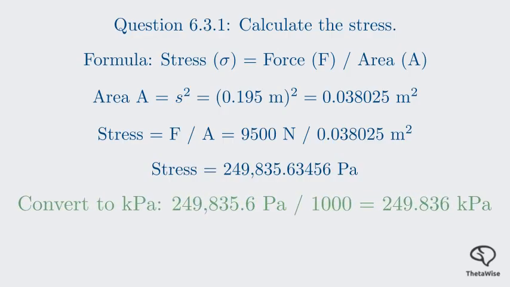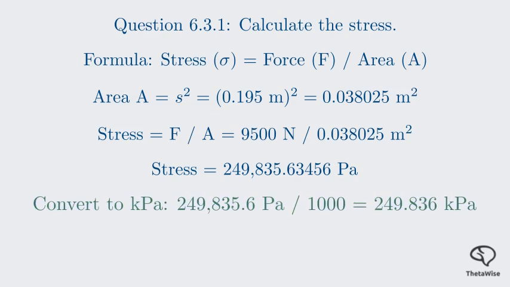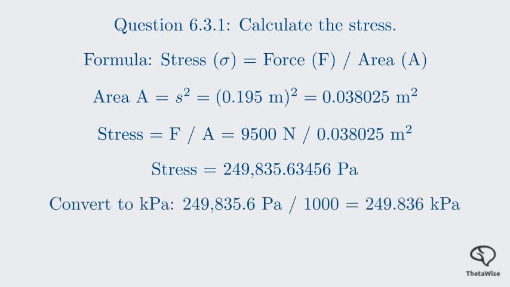So 249,835.6 divided by 1,000 is 249.836 kilopascals. This answer matches the memo. Next, let's calculate the strain. This is part 6.3.2 of the question.